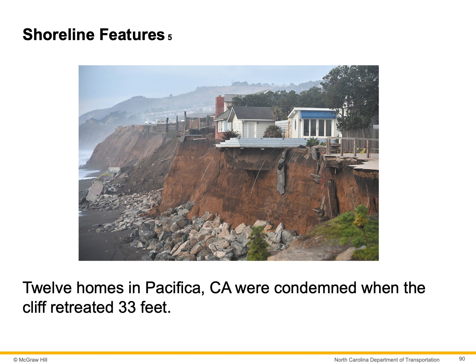What do waves do to the coastlines? Well, they cause erosion, wearing away headlands and filling in the bays. It straightens out the coastline. It transports material and deposits sand and other materials. In California, there were 12 homes along this stretch that were condemned when the cliff actually retreated 33 feet. And this is still going on in California and other places around the world.